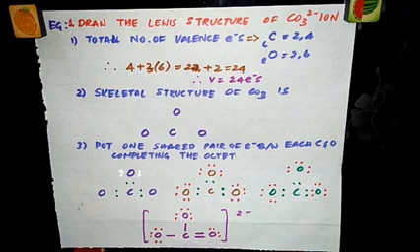Valence electrons minus shared electrons. You have 24 valence electrons, and how many shared electrons did we calculate? 8. So 24 minus 8 will give you 16 electrons. So there should be 16 unshared electrons.